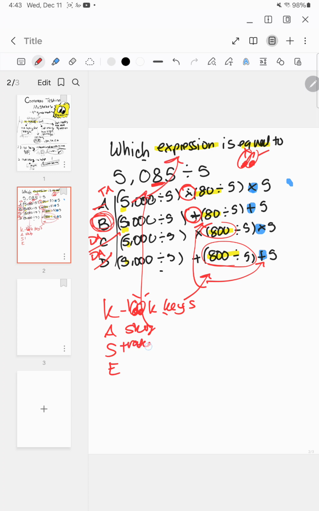Know what strategy to use. When I picked up on the fact that this was broken down into expanded form, all you had to do is simply write the expanded form of this. And then you need to know what to eliminate. And I was able to find my dumb answers, I was able to find my tricky answer, and I was even able to find my correct answer. So using this strategy will help you every single time.